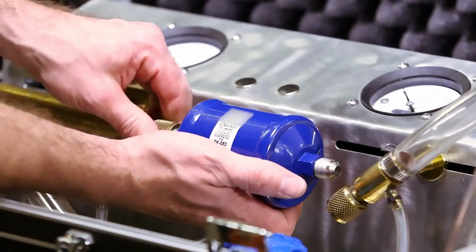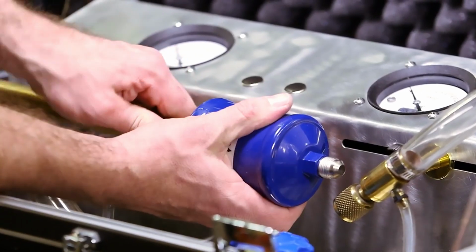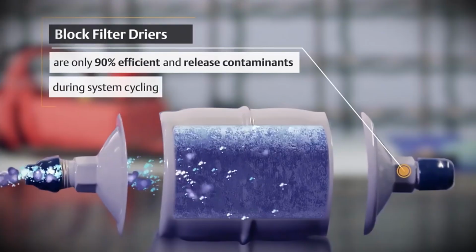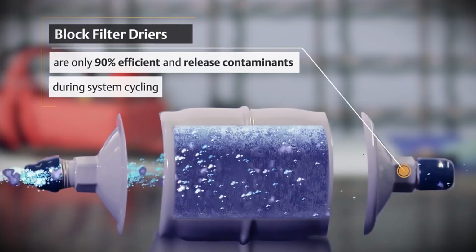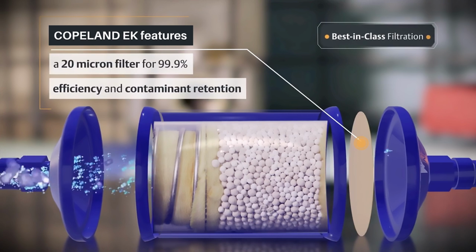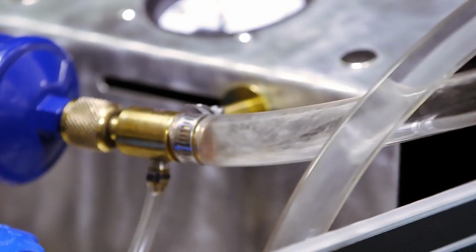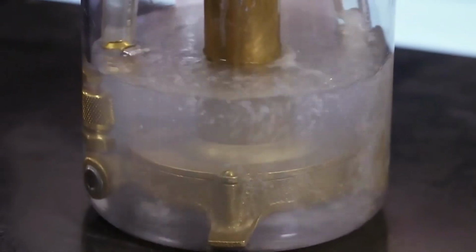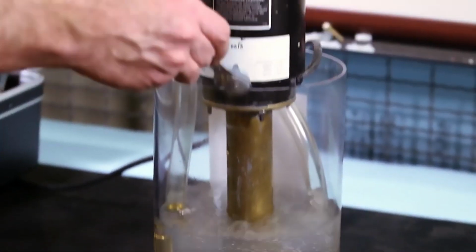Now we remove the competitor dryer and replace it with the Copeland EK. While block-style dryers rely on the block to perform filtration, the Copeland EK uses a special 20-micron pad at the outlet. You'll notice that the grit isn't passing through the Copeland EK. The dryer captures the particles, and after only 50 seconds, the refrigerant is clear.